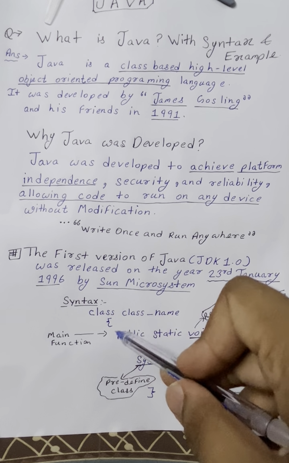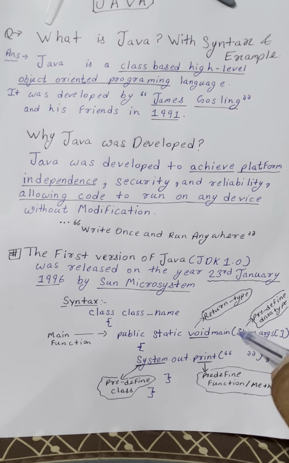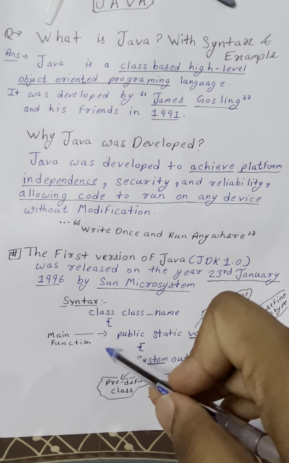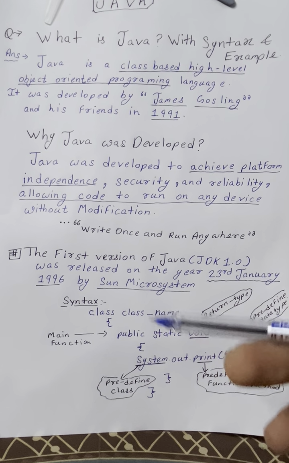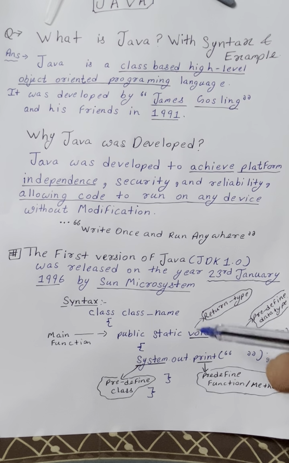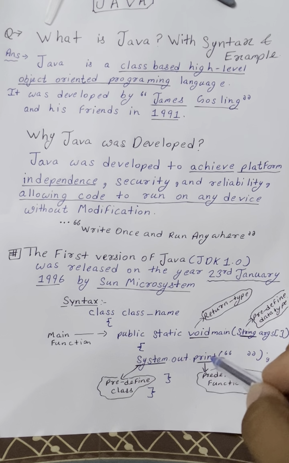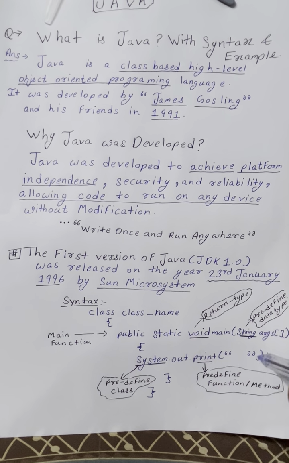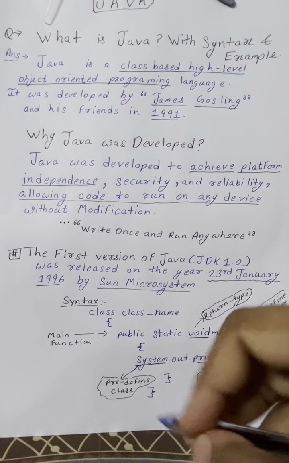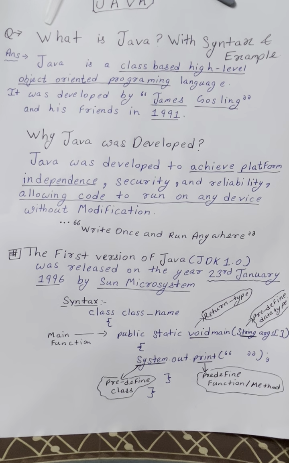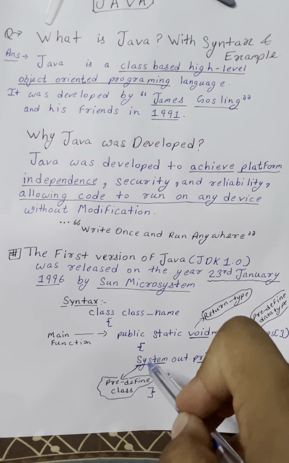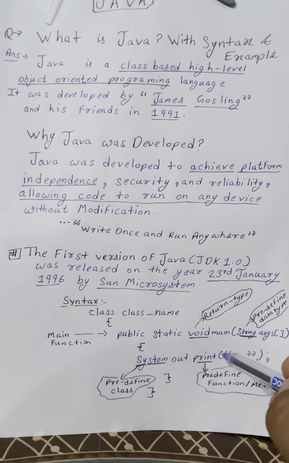Let's move to next thing, the public static void main string argument. This is called our main function. It is also called entry point of a program or application. Next is system.out.print. This helps us to print whatever we need to print. Like if we write hello world, we will see that output in our terminal. In this, system is a predefined class and main is a predefined function or method.